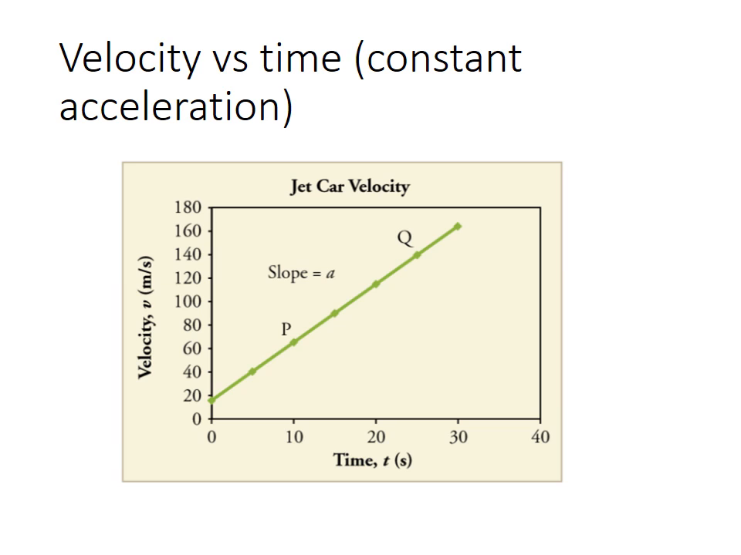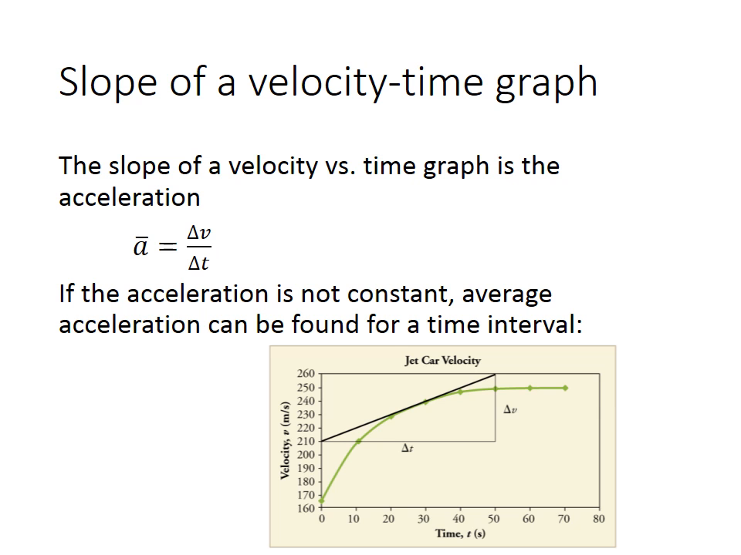What about a velocity versus time graph? This one happens to have constant acceleration. You'll notice this one looks like a straight line, but this is velocity versus time. Here, the slope is delta v over delta t, which, if you've read chapter 2.4 in OpenStax, then you know is equivalent to our average acceleration. Since in this case it's constant, the average will be the same as the instantaneous at all points. So the slope of a velocity-time graph is the acceleration.